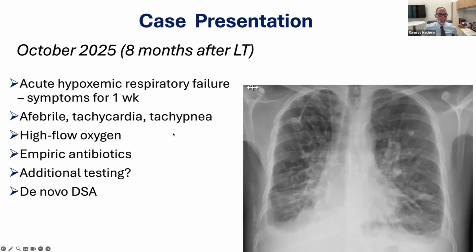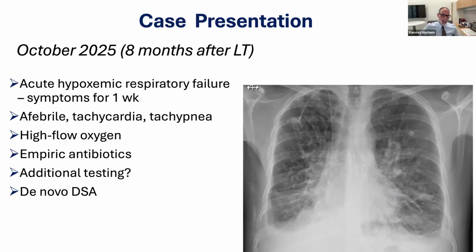About 7 weeks later, in late October of 2025, this is now approximately 8 months after his lung transplant, the patient presented to the emergency department with acute hypoxemic respiratory failure. He'd had symptoms for approximately a week with some cough, some dyspnea, and some hypoxemia that he noted. Those symptoms were progressively worse and led him to come to the emergency department.